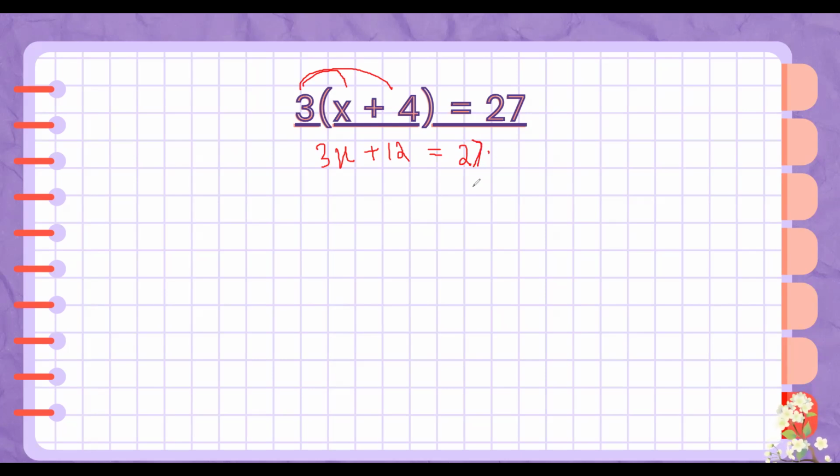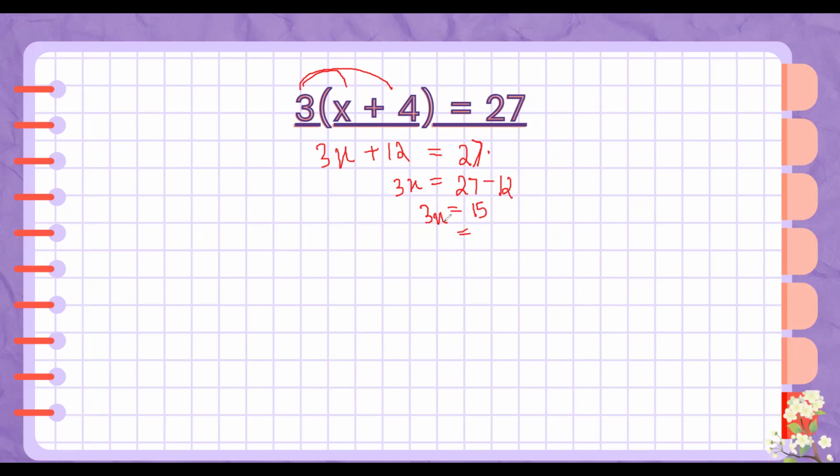Now we have simplified the sides. We have moved the like terms and the constants to one side and another side. Now we can solve it peacefully. Now, what should we do here? 3x is equal to 27 minus 12. This plus 12, when it moves to the other side, will become minus 12. So here we'll get 27 minus 12. What is 27 minus 12? It is 15. So 3x is equal to 15.